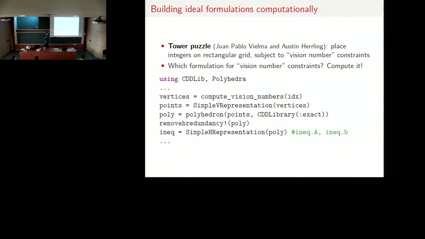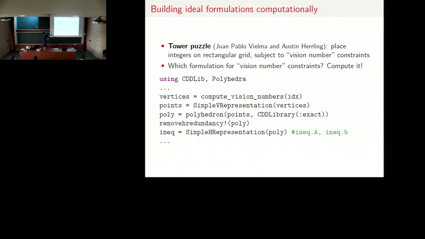subject to some constraints on, if I'm looking at this row or this column, the higher numbers will block the lower numbers behind them, and so on. So there are somewhat complex constraints. It's not really clear what the best formulation for these constraints might be. So what you could do is just use Julia to compute an ideal formulation for these different constraints.